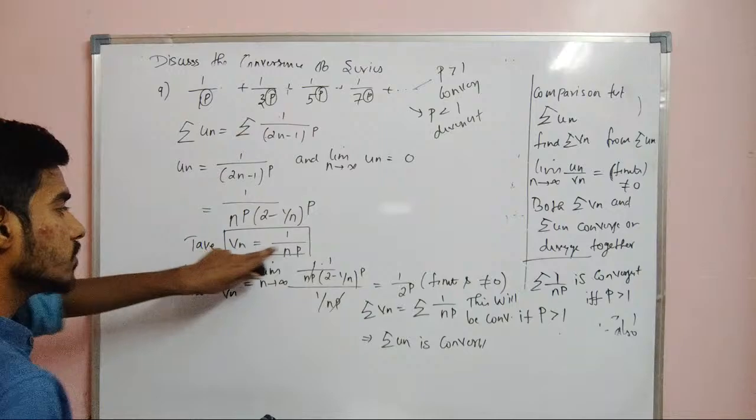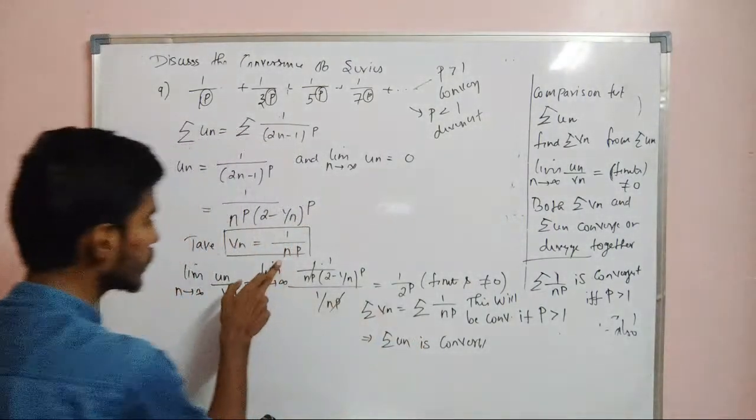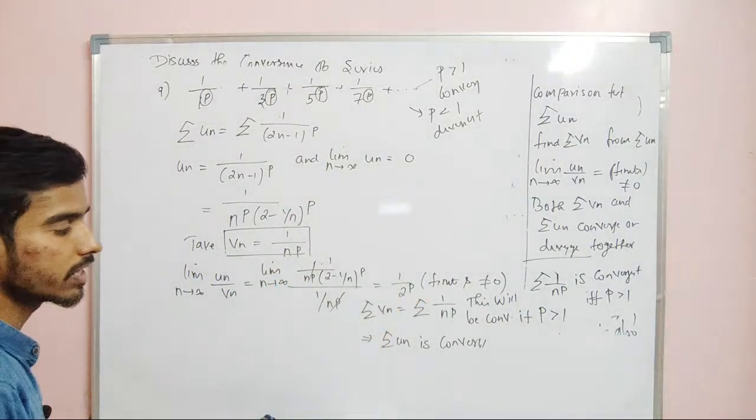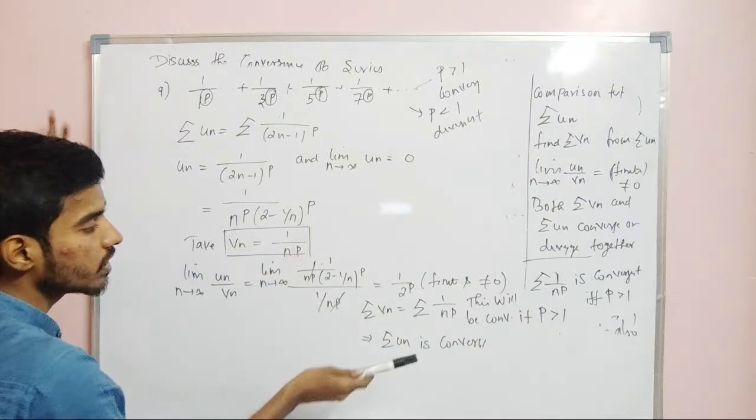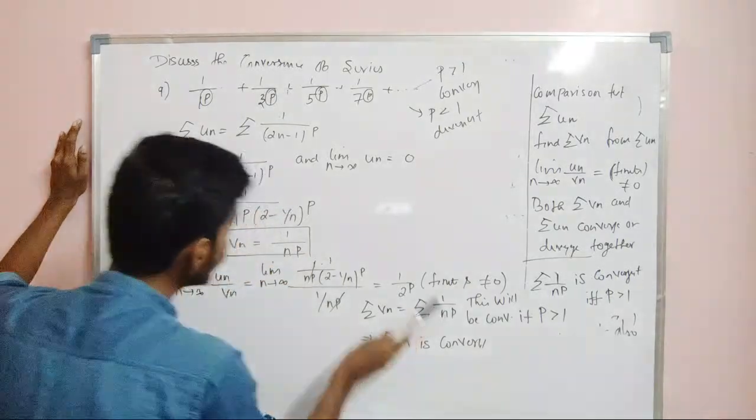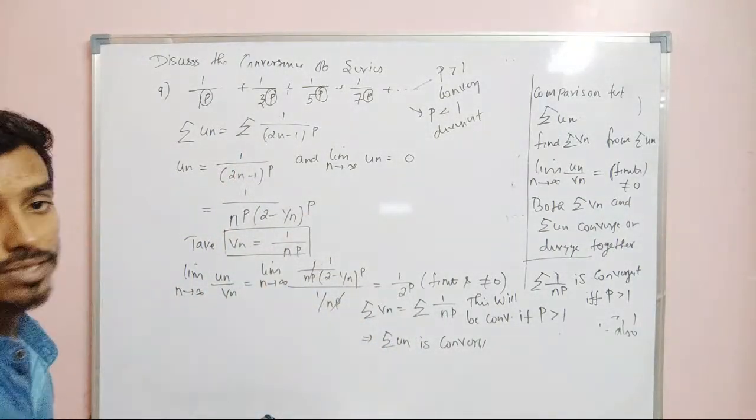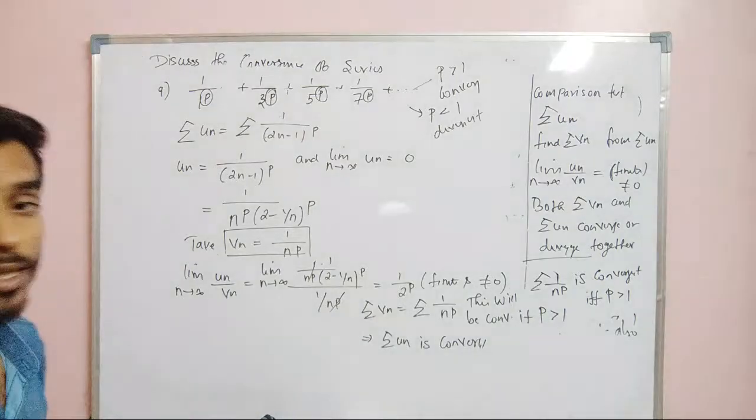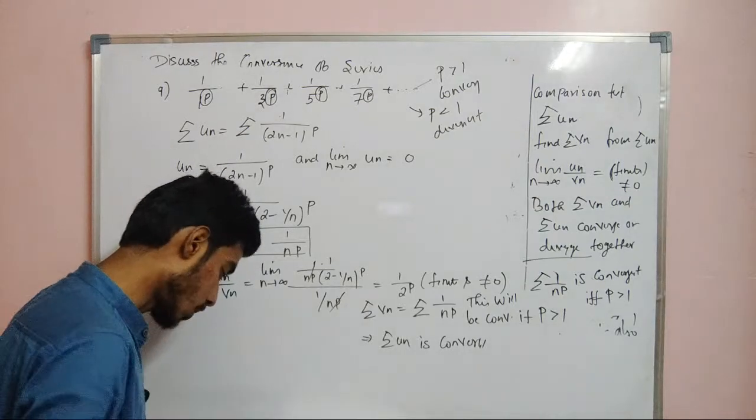So we have taken bn, we have an to be equal to 1 by n power p. We know that summation 1 by n power p is convergent if p is strictly greater than 1, and since this is finite and non-zero, both bn and un behave alike. So therefore if this is convergent, un is also convergent, and this is convergent if p is strictly greater than 1. So therefore summation un will be convergent if p is strictly greater than 1, right? Okay, so now we will move on to the 10th problem.